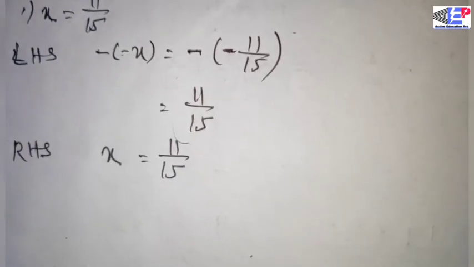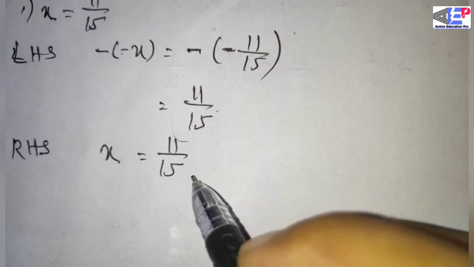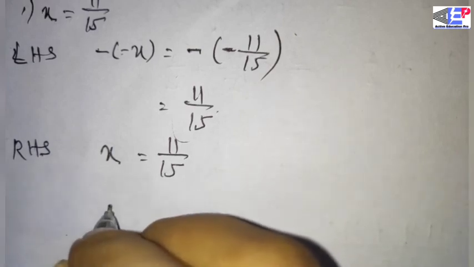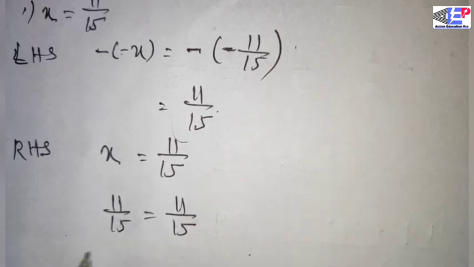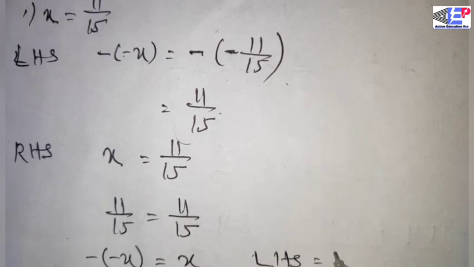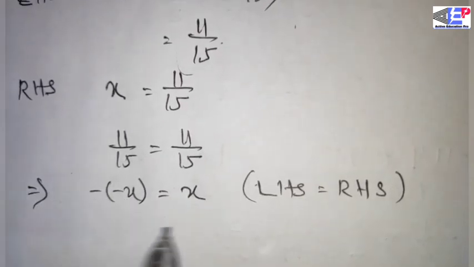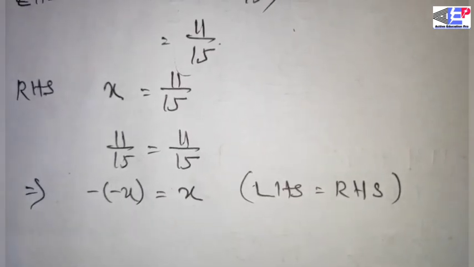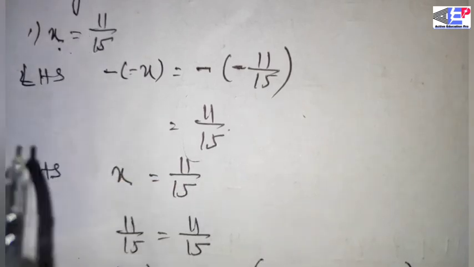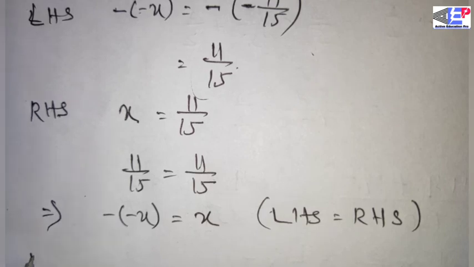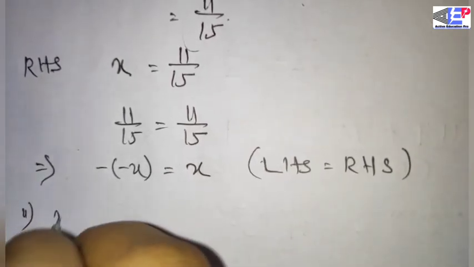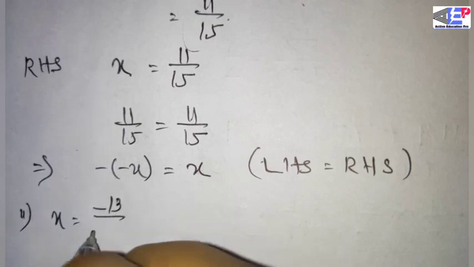So finally we found that both the left hand side and the right hand side have the same answer. They are equal, they are not different. 11 by 15 is 11 by 15. So minus of minus x is equal to x. LHS is equal to RHS. Minus of minus x is equal to x for the question where x is equal to 11 by 15. This condition holds true for this question. Then the next bit, x is equal to minus 13 by 17.